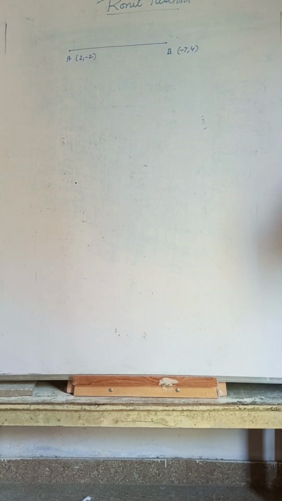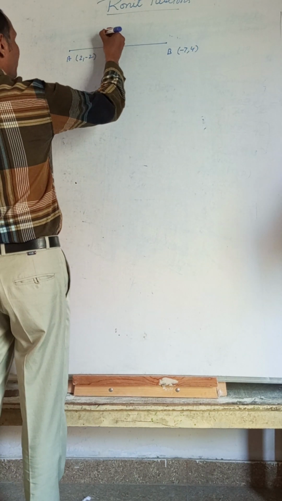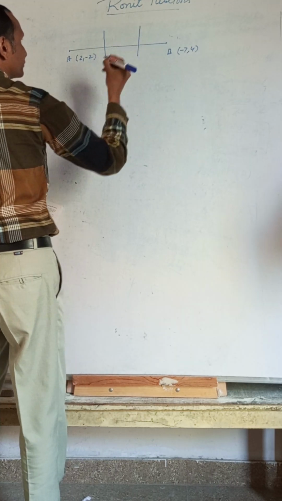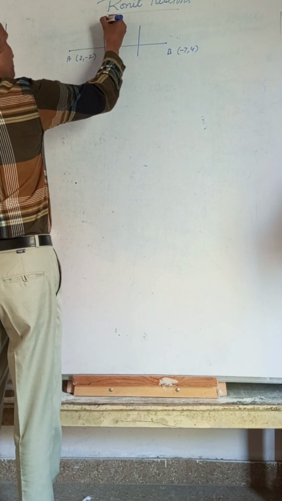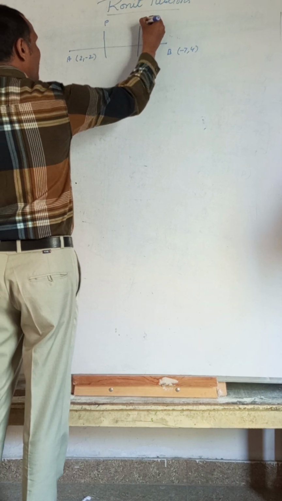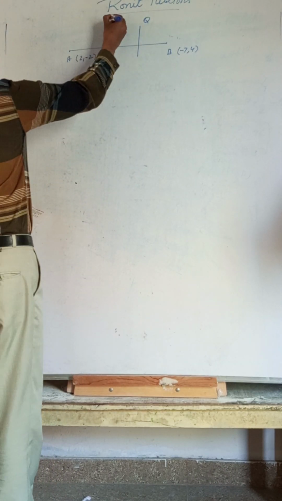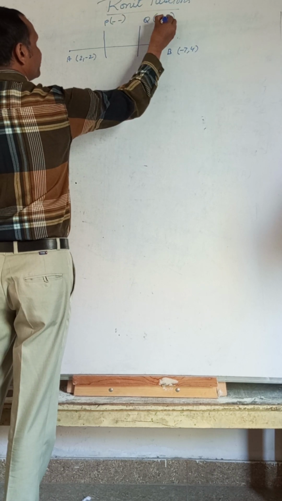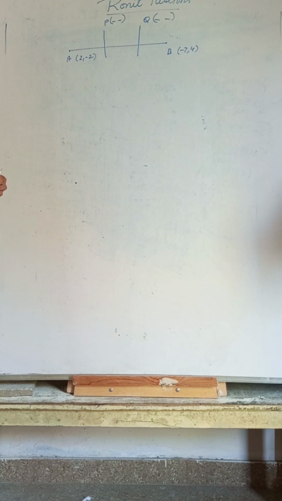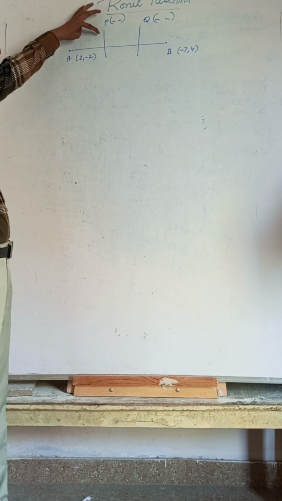Trisection means the line is divided into 3 parts. Suppose one part is here and one part is here: 1, 2, 3. Three parts are there. Suppose this point is called P and this point is called Q. Here we are finding the values of the trisection points of A and B, and the ratio we are going to find.